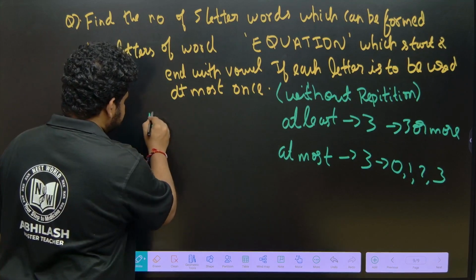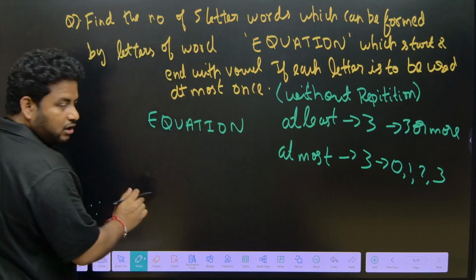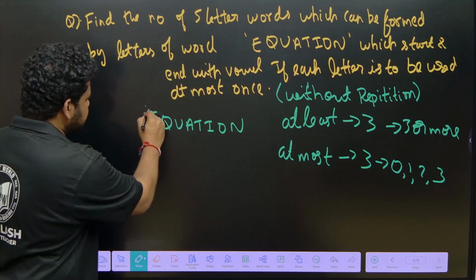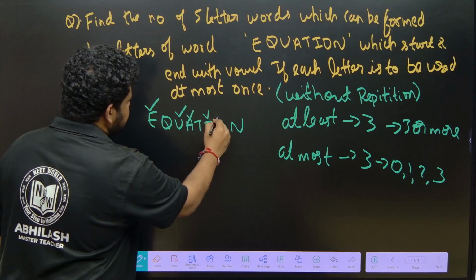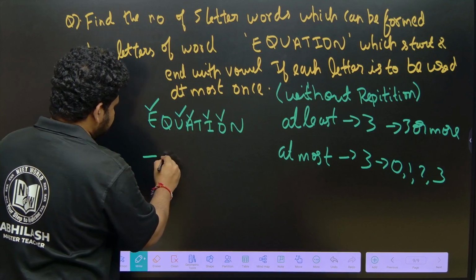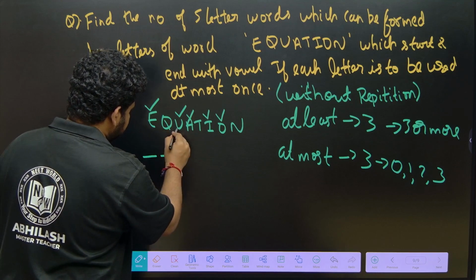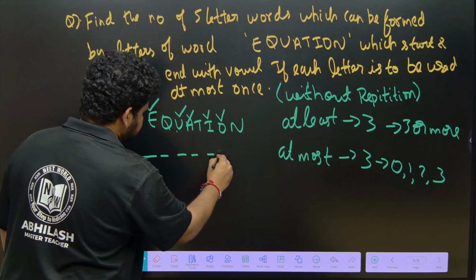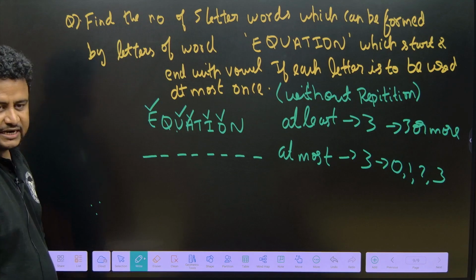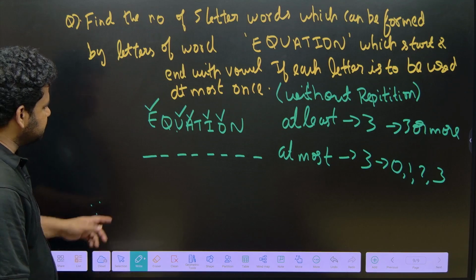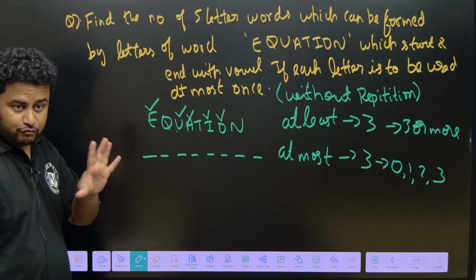First let us write down whatever they have given: EQUATION. In EQUATION, what are the vowels that we have? E is there, U is there, A is there, I is there, O is there. So total how many letters are there? 1, 2, 3, 4, 5, 6, 7, 8. 8 letters are there, correct? They should start and end with a vowel. So 5 vowels are there.